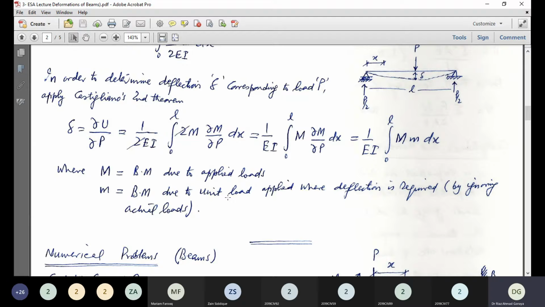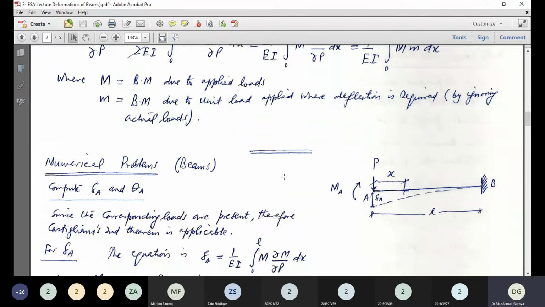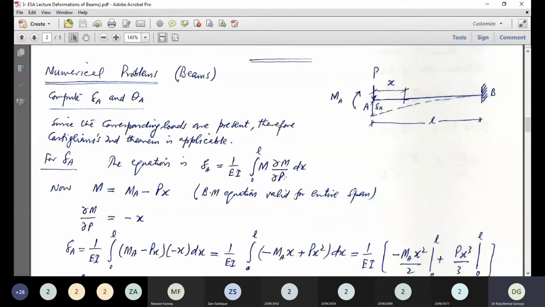Now we will understand more by solving one numerical problem. If there is any confusion up to here, tell me. Now we will learn from this more. We will learn more from this cantilever beam.